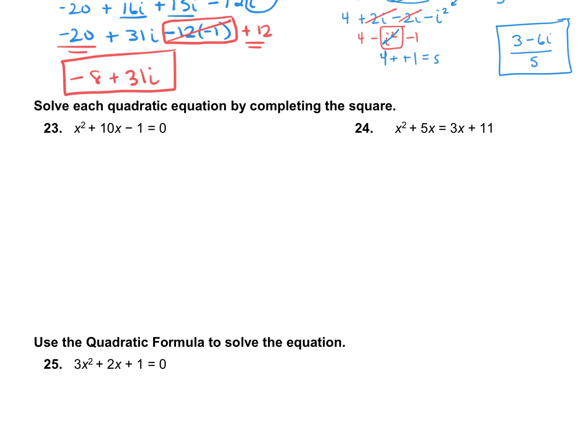So here's how completing the square works. We want to get our c value to the other side. So we have x squared plus 10x plus, we're going to complete that square. That's going to be equal to 1 on the other side.